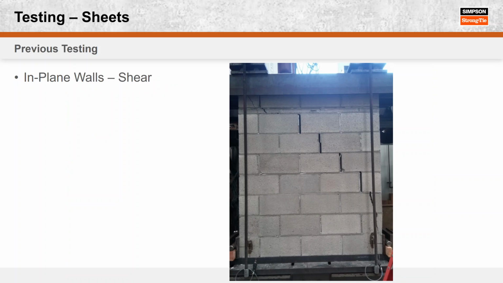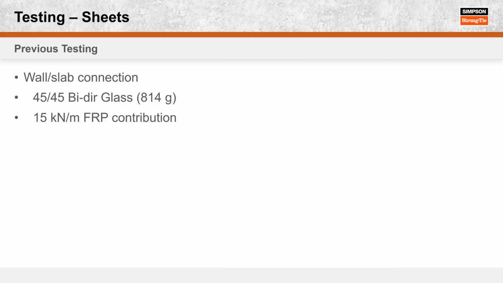In-plane shear, again the stair step crack, we saw that on FRCM earlier. So this is our wall slab connection, or the L-shaped shear transfer connection we talk about with our 45 glass. And this works out to, I think, about an ultimate load of 11 kips per foot.